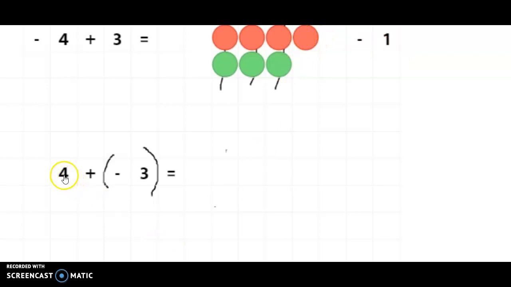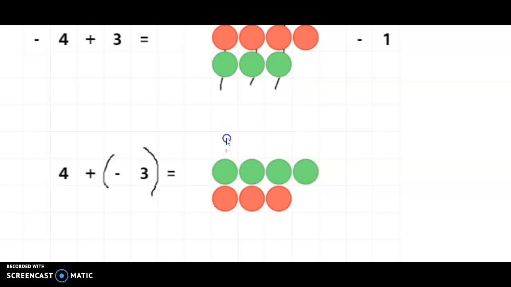All right, the next example, we have a positive 4 and a negative 3. So I'm going to pull up 4 positives. 1, 2, 3, and 4. And then I need 3 negatives. 1, 2, and 3. Okay? So again, if I look at my 0 pairs, I can cross off.